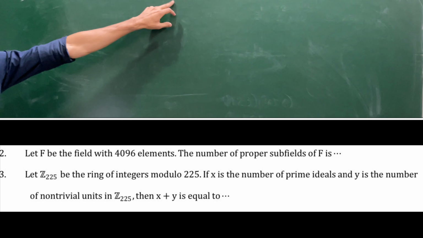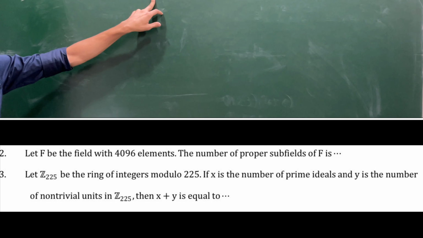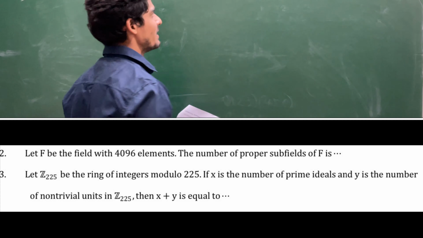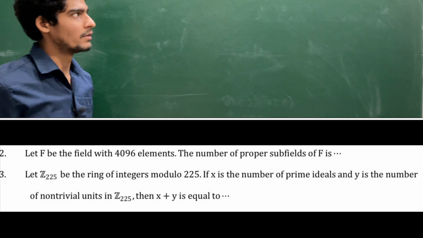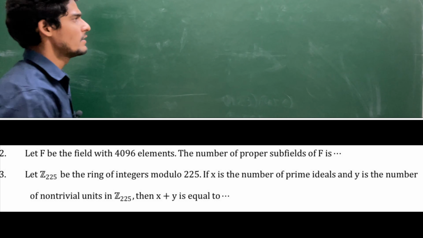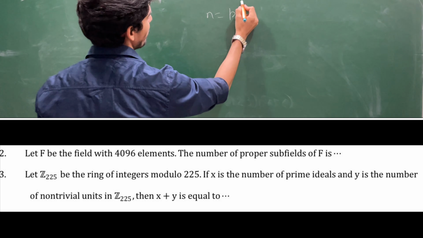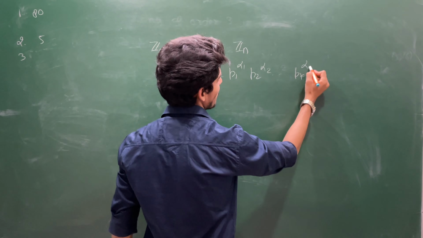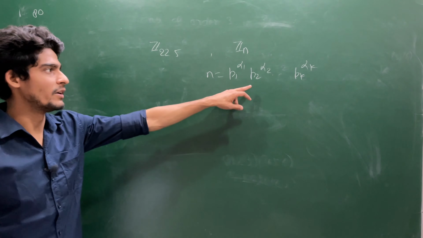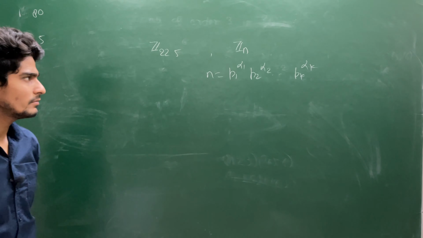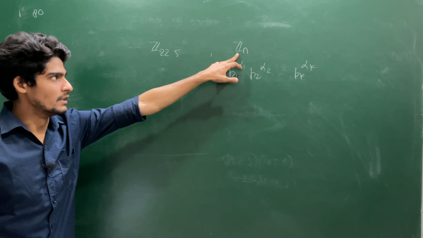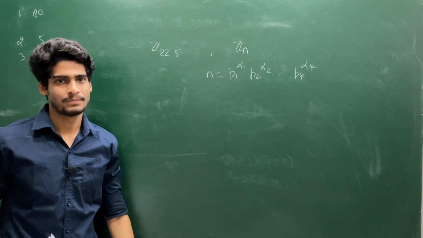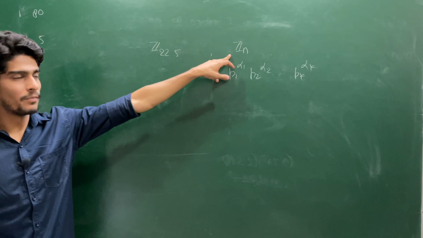See, if in general you need to count the number of prime ideals in Zn, you know the criteria. You can use a basic idea. You just write the prime factorization of n. Suppose n can be written as p1 power alpha 1, p2 power alpha 2, and so on up to pk power alpha k. This is a prime factorization where p1, p2, pk are distinct primes. And you know that in Zn every subgroup will be an ideal.